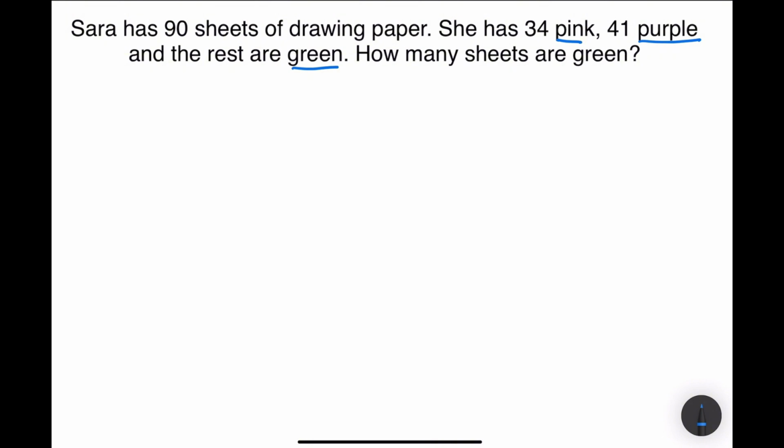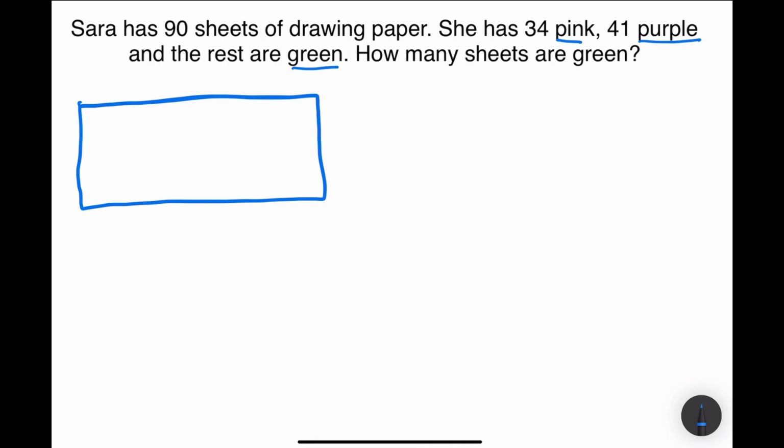I'm going to read it again, and after I read it the second time, we're going to fill in our strip diagram. And remember, the top is for the total number, and the bottom is for any parts that the problem has. Sarah has 90 sheets of drawing paper. She has 34 pink, 41 purple, and the rest are green. How many sheets are green?